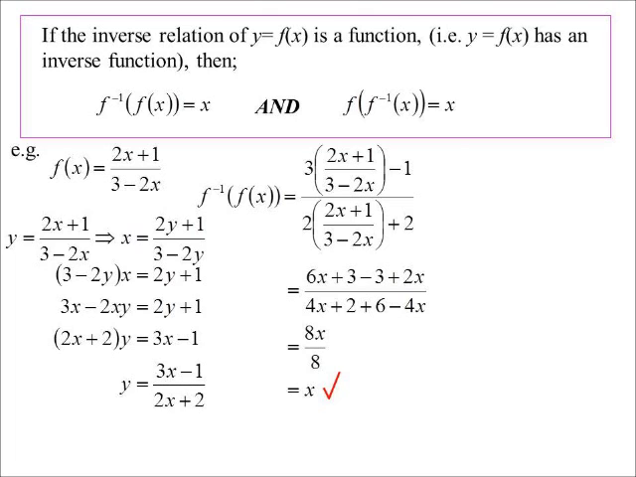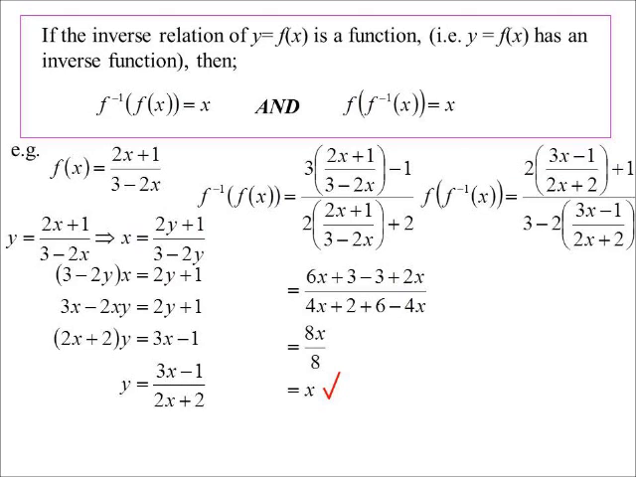As I say, the reverse should be true as well. So if I substitute the inverse function into the original, so this time everywhere I see x in the original, replacing with (3x minus 1) on (2x plus 2), this also should be able to be manipulated, and again, we come down to x.